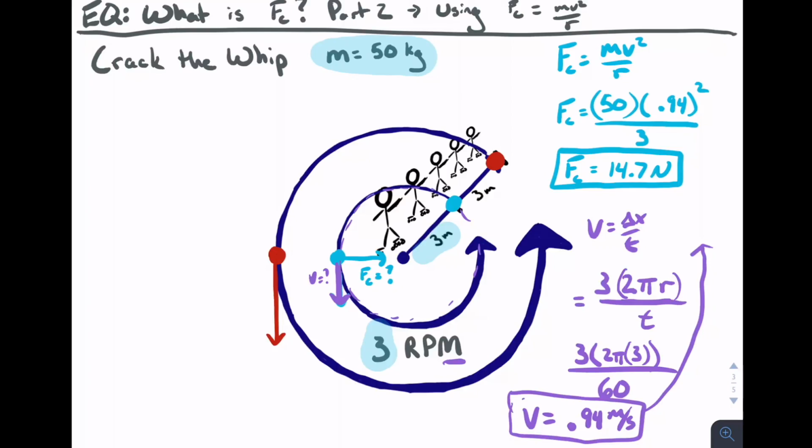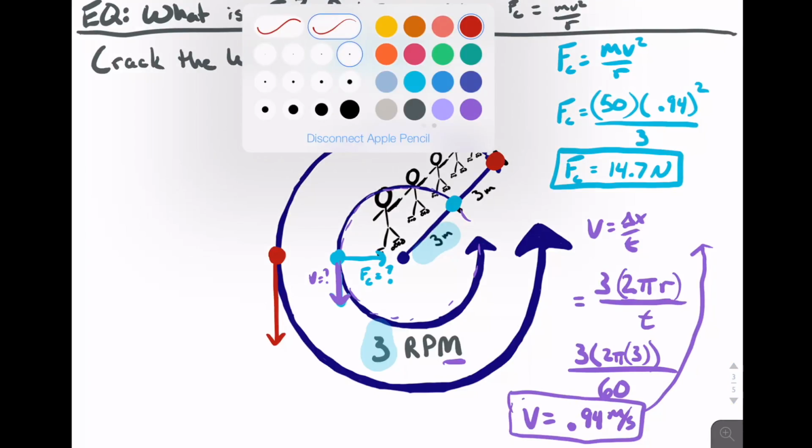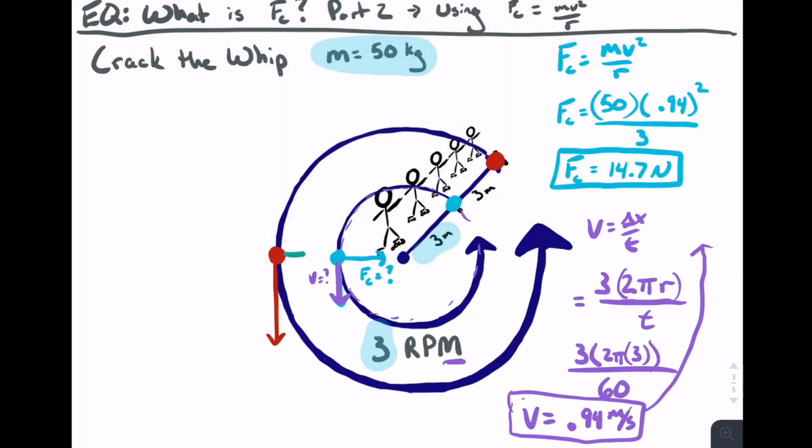Let's calculate what their centripetal force would be. Let's put that in a different color, let's make it green. What force is needed to keep them moving in the circle? Doing the math here would be the same deal as before. We know the mass, we know the radius, but we don't know the velocity.